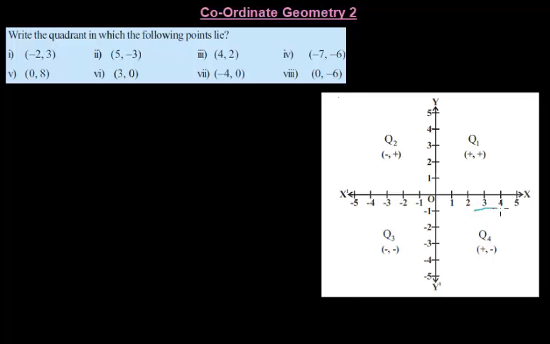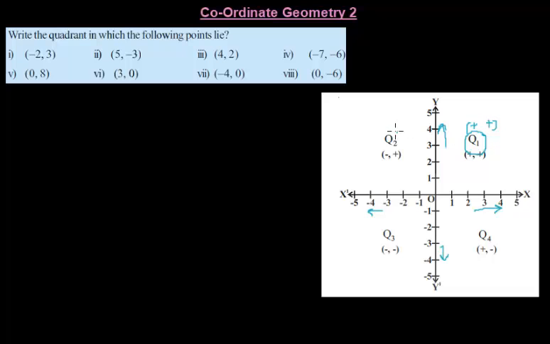For this, first let us take a coordinate plane. This is the positive x-axis. This is the negative x-axis. This is the positive y-axis and this is the negative y-axis. Here this first one is called the first quadrant or Q1. Here both the abscissa and the ordinate are positive.